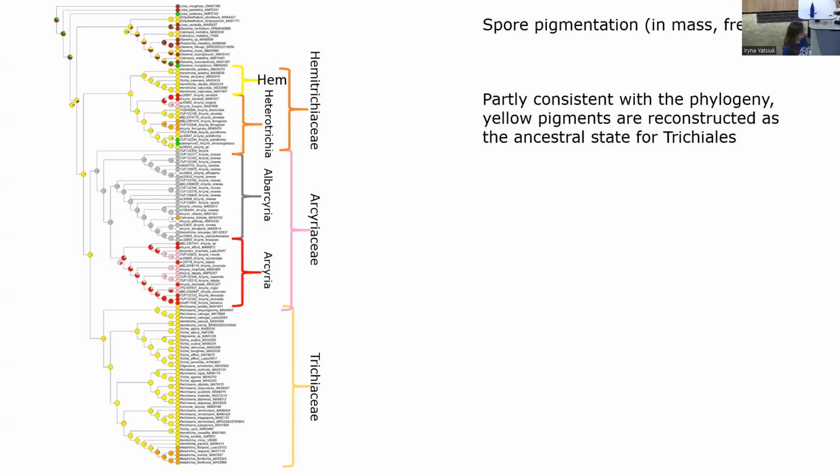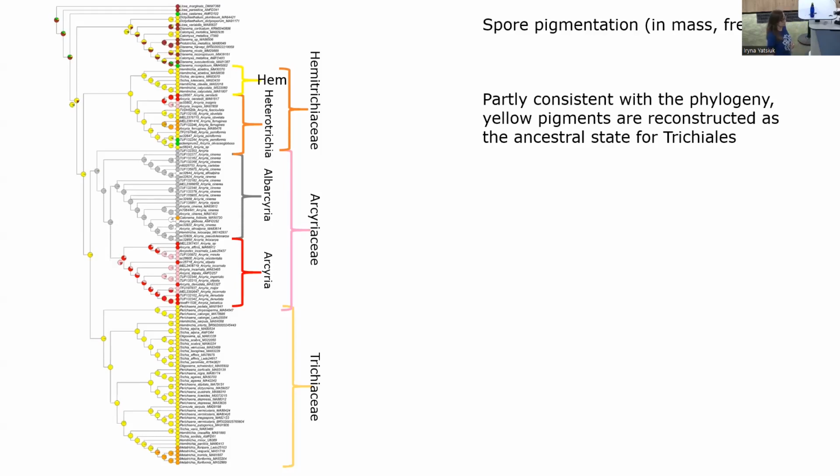Red true Arcyrias and two branches of white Arcyrias form a monophyletic clade in all your phylogenies, right? White and red, yes. Albarcyrias and true Arcyrias. Yes. So what is the reason to separate this branch into two or three genera?